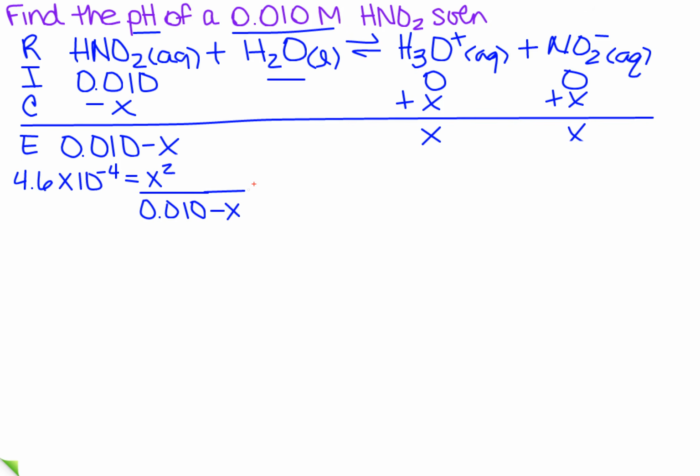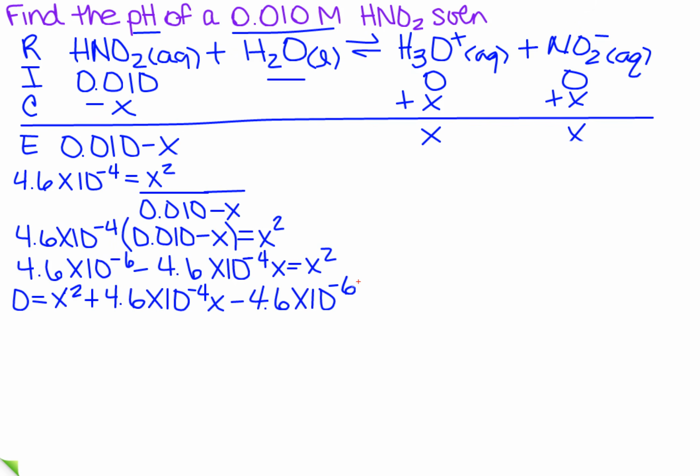So since I can't approximate, this is what we originally started with. So I'm going to have to cross multiply equals x squared, and then I'm going to have to set it equal to 0. I want you to do that aspect first and get all the way up to where you have to find a, b, and c for the quadratic equation. So hopefully this is what you got when it's set equal to 0. So when I do this, I know now that a is going to be 1, b is going to equal 4.6 times 10 to the minus fourth, and then c is going to equal negative 4.6 times 10 to the minus sixth.